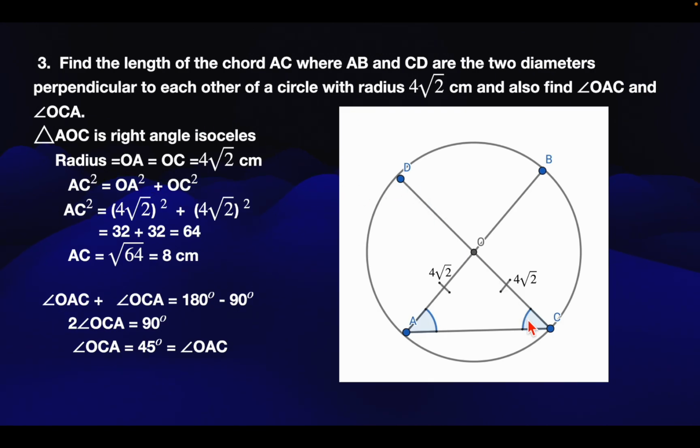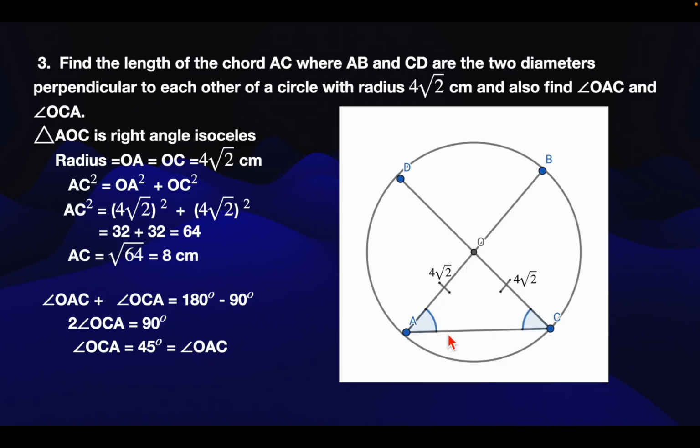So okay, these are the two diameters, and this angle is 90 degree. See, they are perpendicular to each other. So this angle is 90 degree. They have given the radius as 4 root 2. Okay, so we have to find the length of the chord AC.